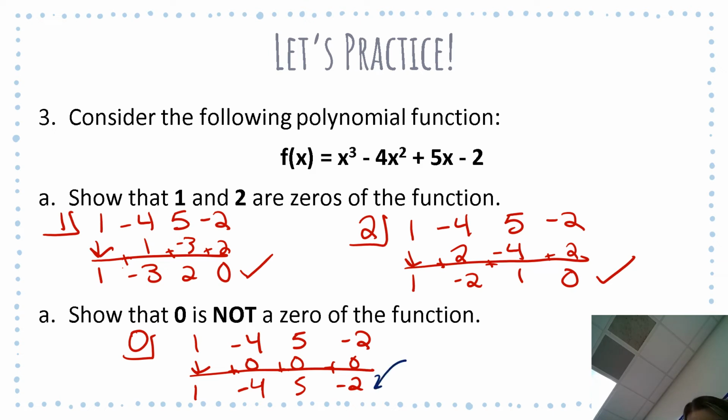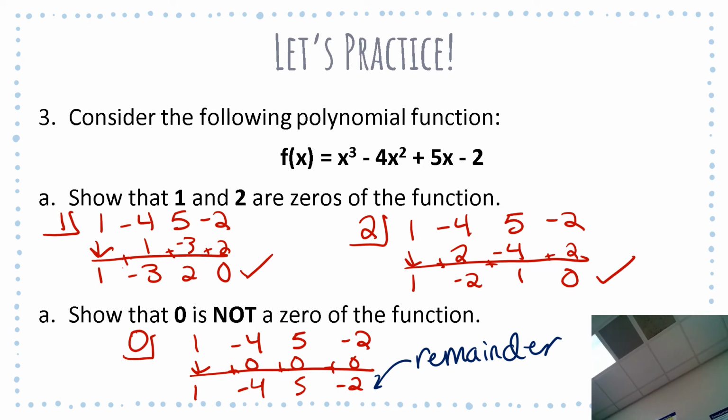Alright, so check your answers with mine. So you should have gotten 0 both times for the first part because those are zeros. We want to show that they are zeros by getting a remainder of 0. And then for the other, we want to show that it's not a 0 by getting a remainder. So if you got a remainder, that means it's not a 0.